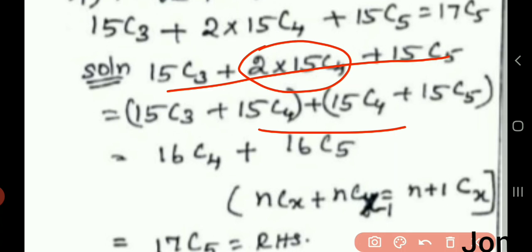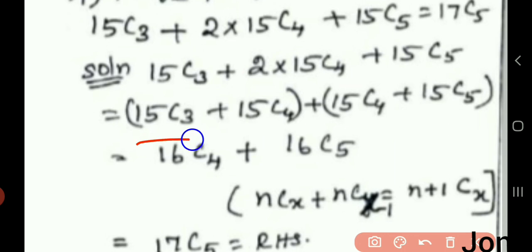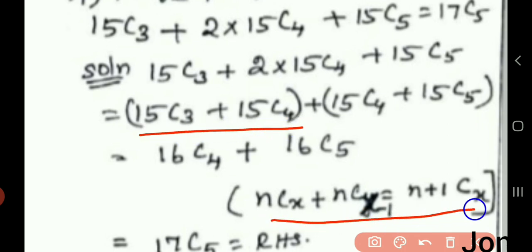I want to split like this. Okay, I want to group that also. So I group 15C3 plus the first 15C4, plus the second 15C4 plus 15C5. Like this I want to group here. And then in the first bracket I have 15C3 plus 15C4. Okay, it's in the form of nCx plus nC(x minus 1) equal to (n plus 1)Cx. Here x is nothing but 4. So n plus 1 is 15 plus 1, that is 16.